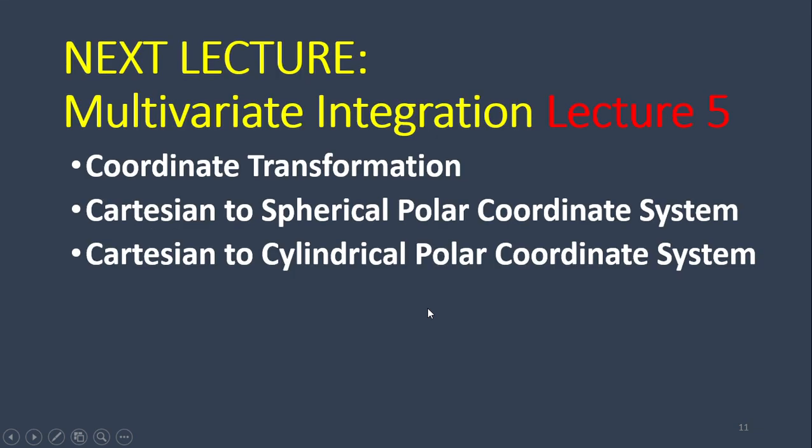Books you may follow. Next lecture is on coordinate transformation: Cartesian to spherical polar coordinate system, and Cartesian to cylindrical polar coordinate system.